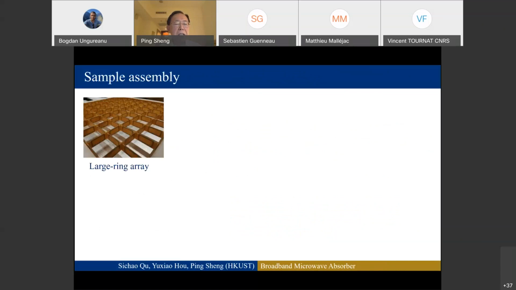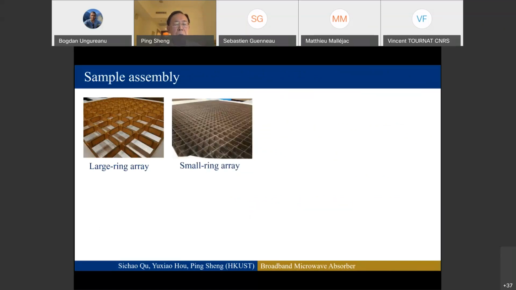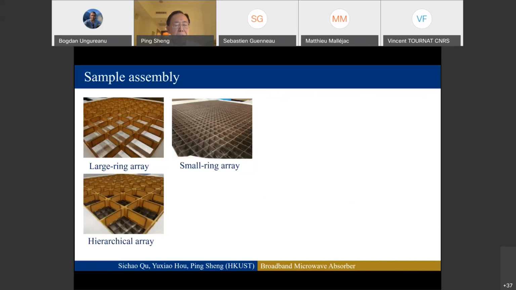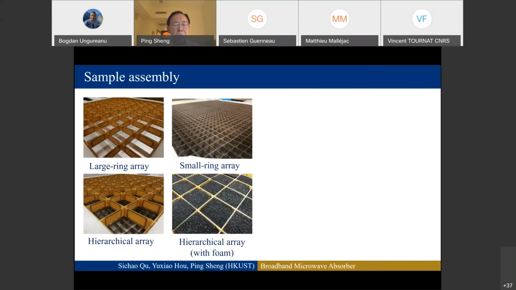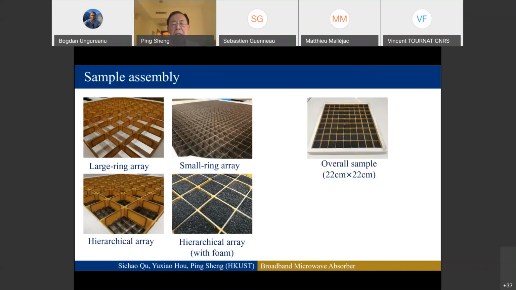So you can see this is the large ring array. We assemble them, and this is the small ring array assembled. And this is one on top of the other. Of course, we leave some space in the PCB board so that the metallic rings don't touch each other. That's adjusted. And then we put 9 millimeters of the conventional microwave absorbing foam in the interstitial spaces. So we don't waste this kind of space, okay? And then this is the overall picture of the sample when it's completely assembled. It's 22 centimeters by 22 centimeters, and they can be measured.